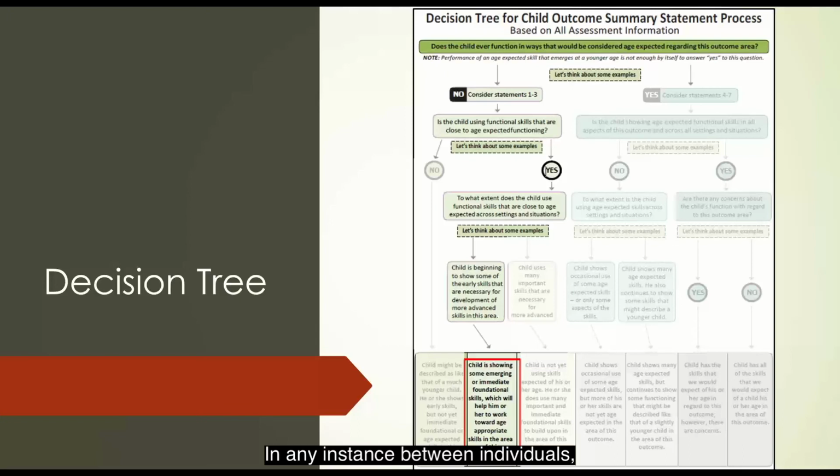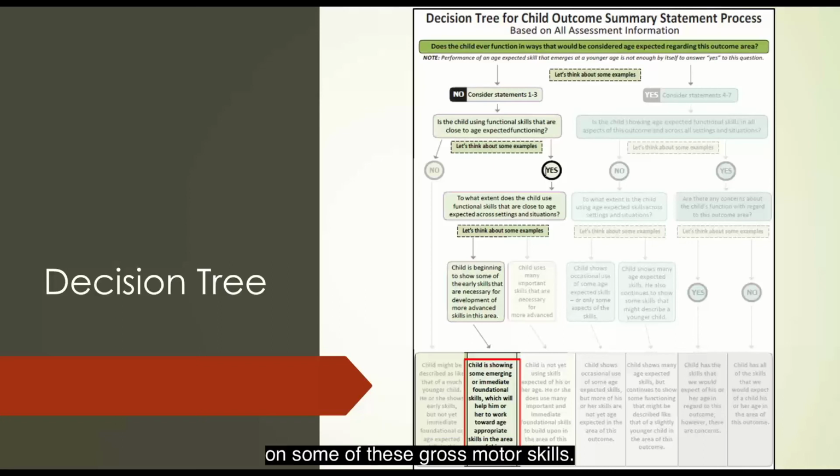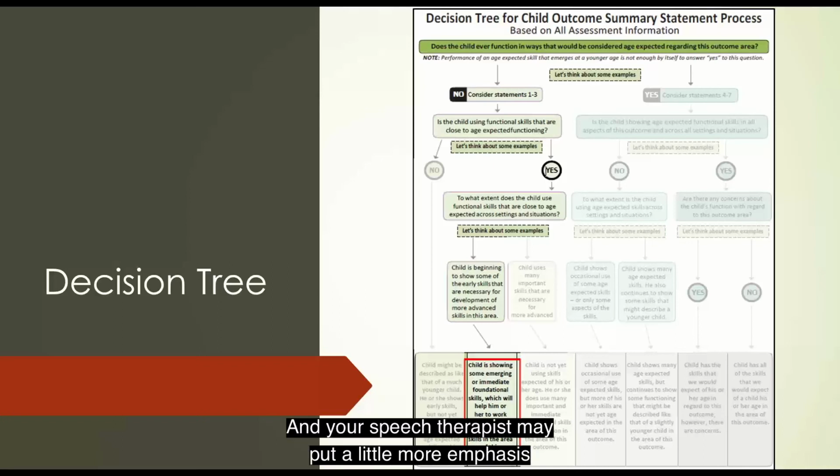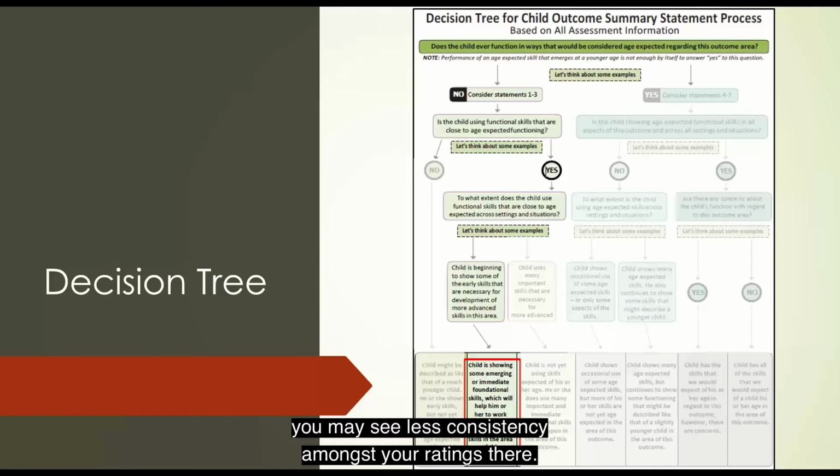If, in any instance between individuals on your team, your team is a PT and an SLP talking about this child, naturally the PT may put a little more emphasis on some of these gross motor skills, and your speech therapist may put a little more emphasis on the communication skills, which may naturally sway their opinion. So if we're not following a process like this decision tree, you may see less consistency amongst your ratings there.